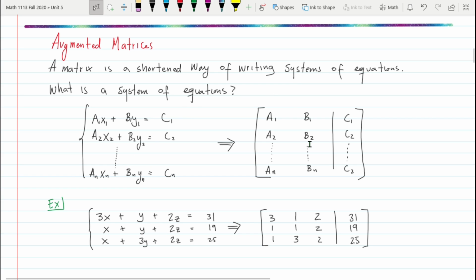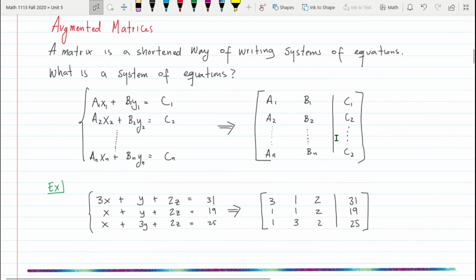What it's known as is an augmented matrix, right here on the right side. So you just put the coefficients, A1, B1, and then whatever it equals to. And we put this little bar here to separate the left side of the equal sign from the right side of the equal sign. So it went from a system of linear equations to an augmented matrix.